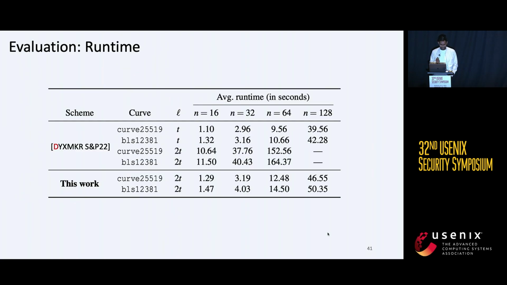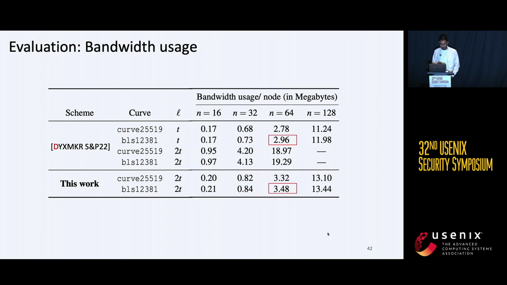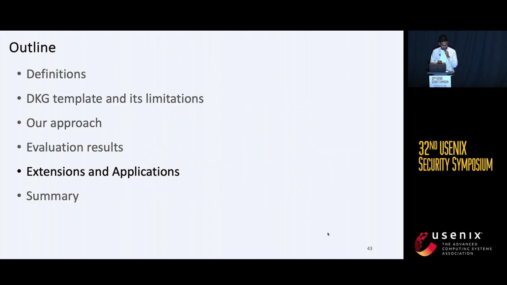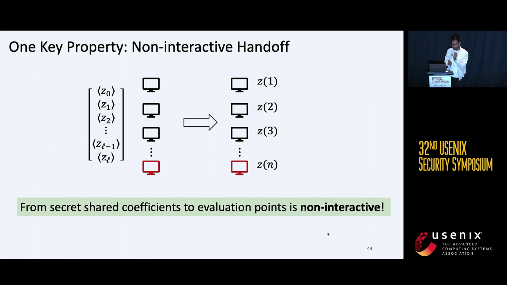Okay, let's quickly look at the evaluation results. So we implemented it, and we get a performance overhead of about 30% because we have to do some extra computation and incur an extra communication cost. Similarly, the bandwidth overhead is also about 30%. Okay? So let's just look at one slide on extensions.